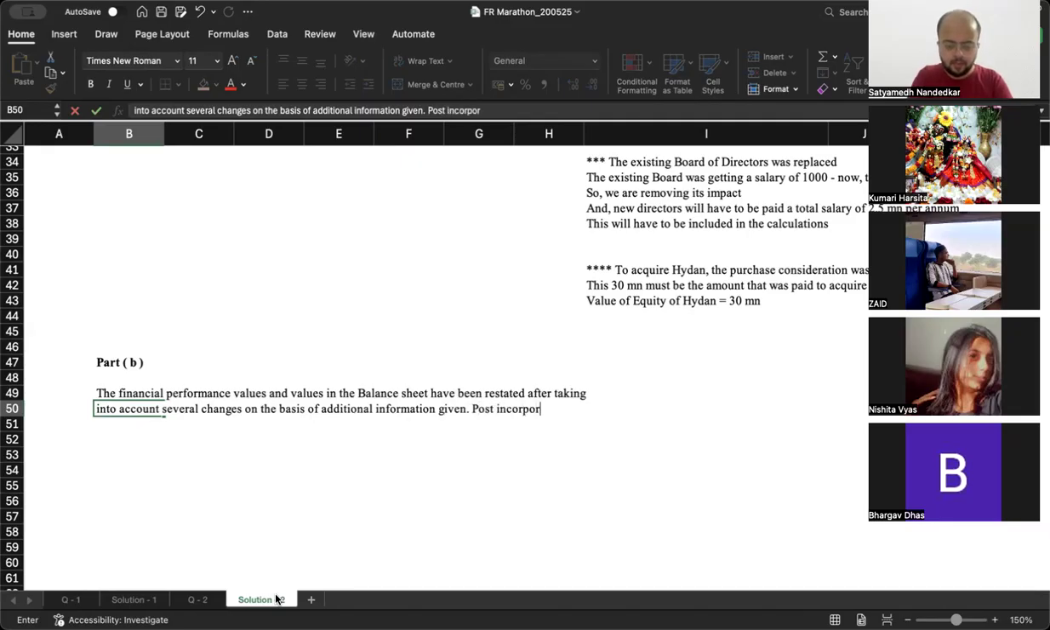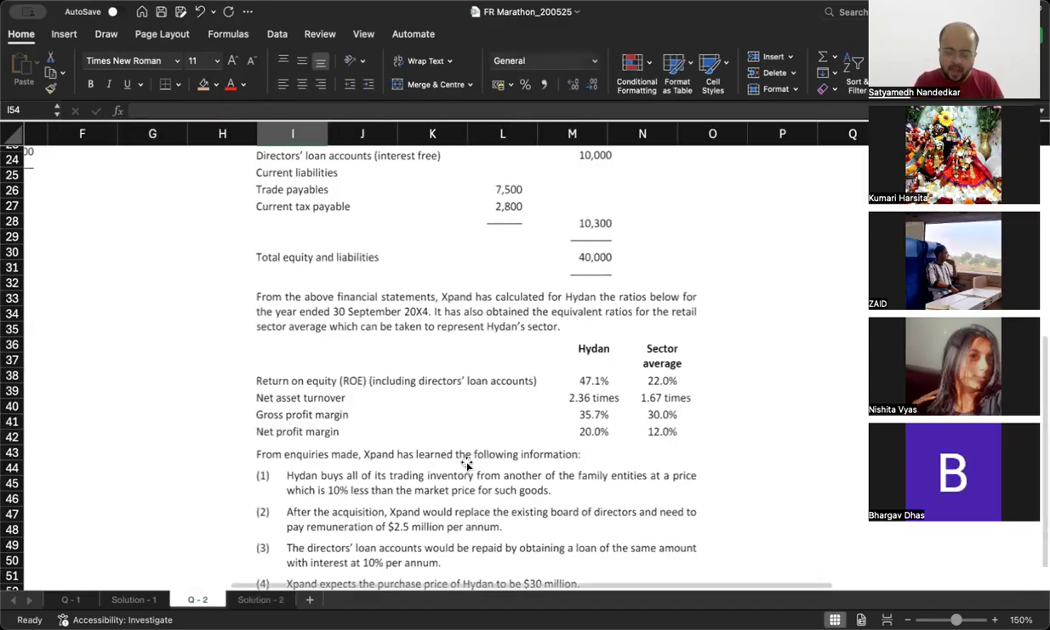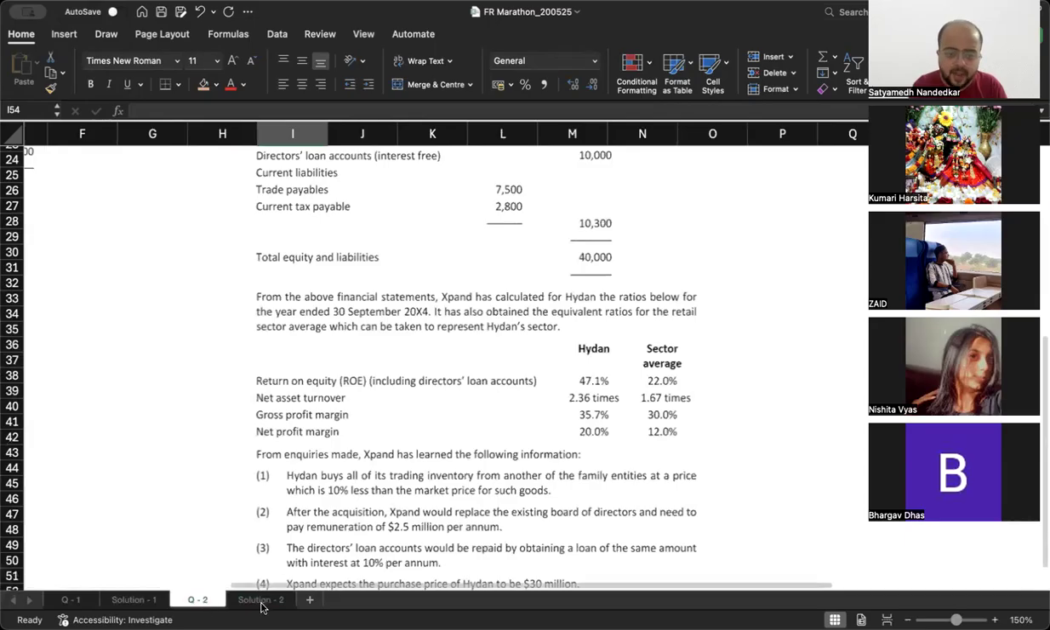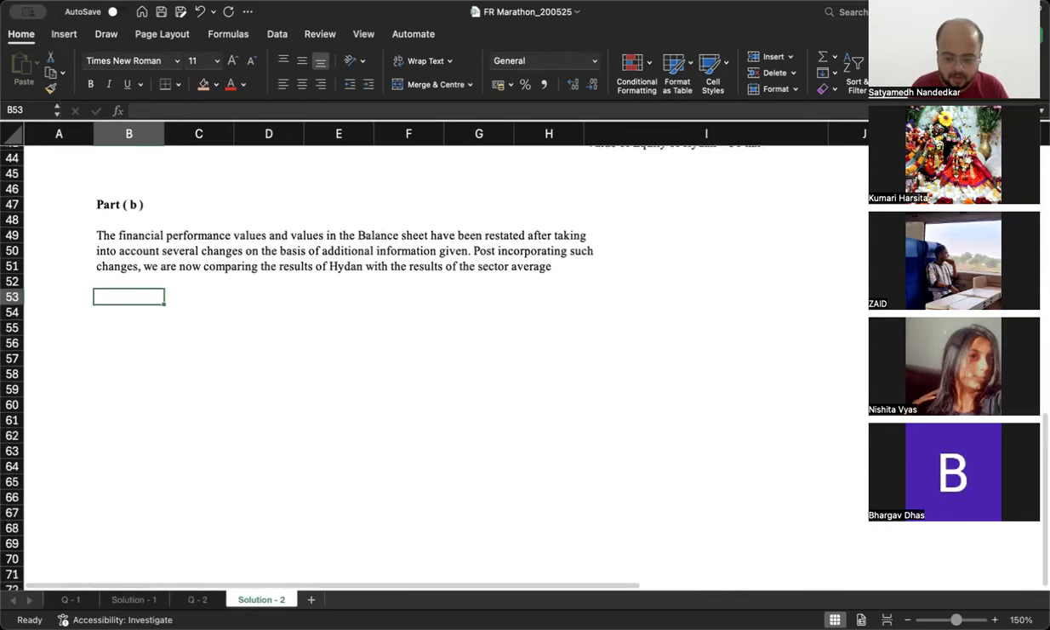Post incorporating such changes, we are now comparing the results of Hayden with the results of the sector average. अब आप कमेंट करो हाइडन का return on equity is 47.1%. Restated return on equity is 21.67%. ठीक है. Restated return on equity is 21.67%, whereas the sector average is 22%. What comment do you think you should make on this one?